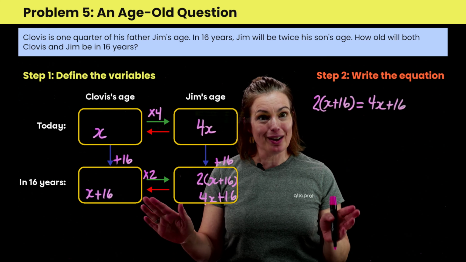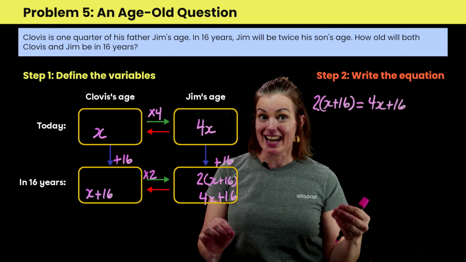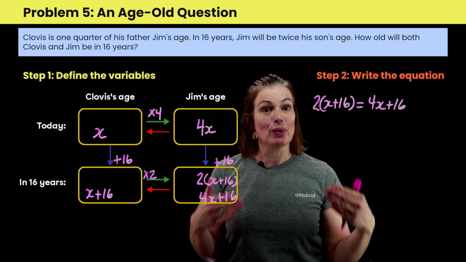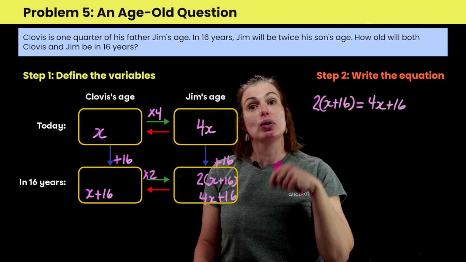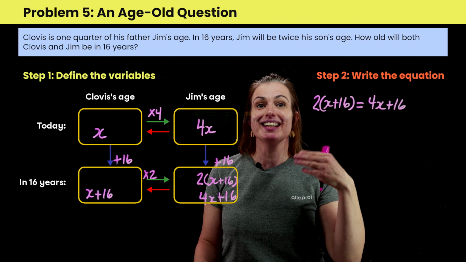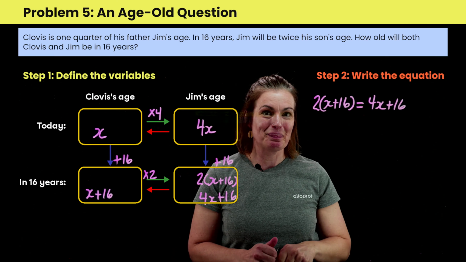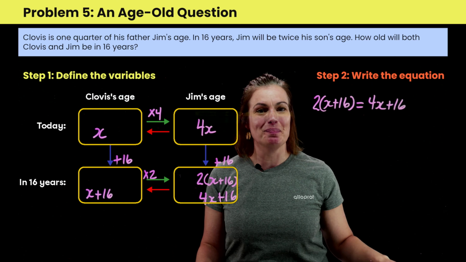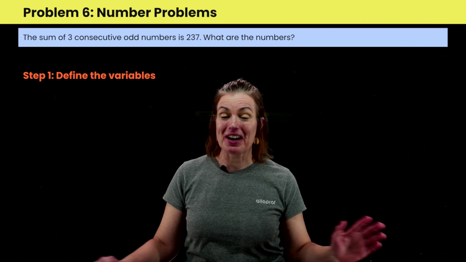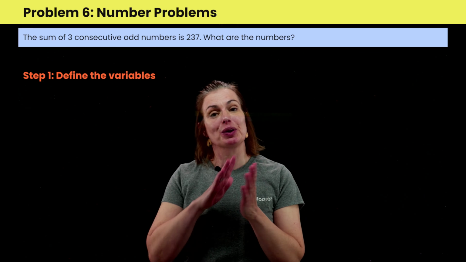So if you got Clovis's age today as being 8, then you know that you're on the right track to go ahead and solve for the rest of the problem, which is how old will both Clovis and Jim be in 16 years. So I'm going to let you guys go ahead and do that now that everything's set up for you.